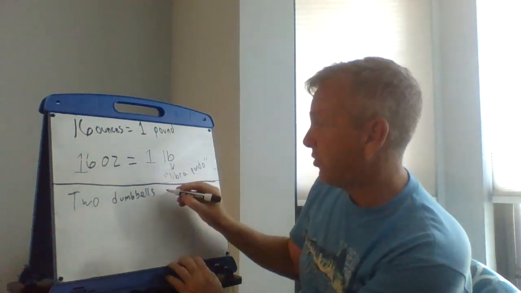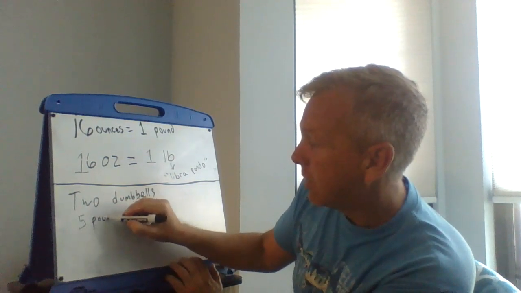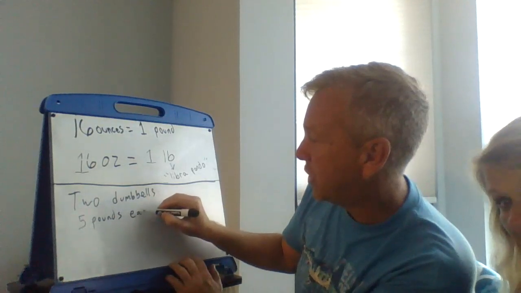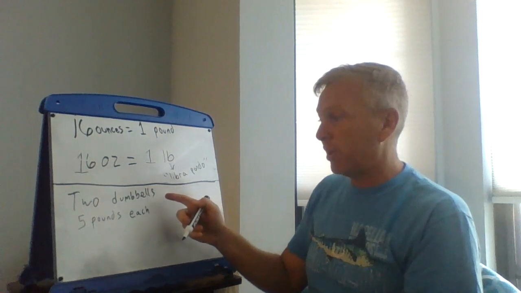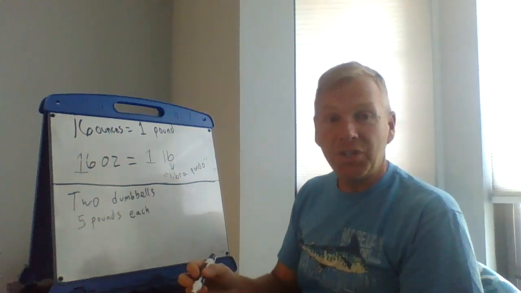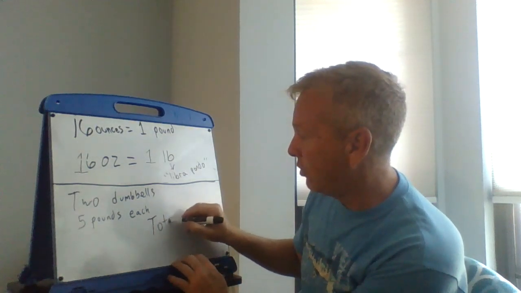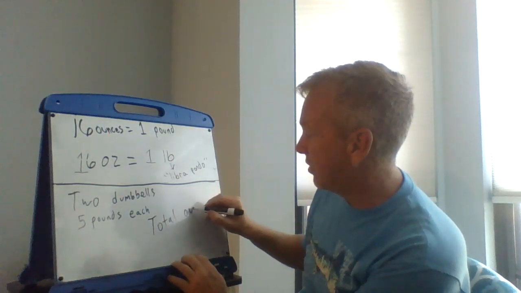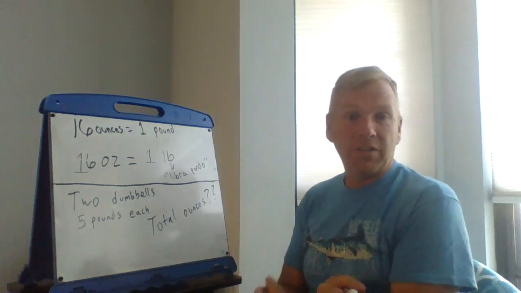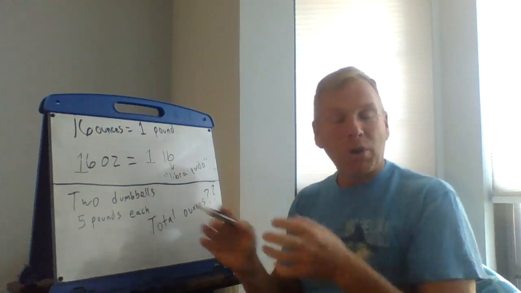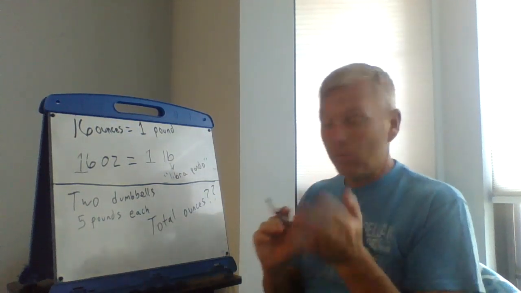She had 2 dumbbells, and they were 5 pounds each. So my question to you is, if she had 2 dumbbells and they were 5 pounds each, how many total ounces was she lifting? Total ounces. So maybe tomorrow morning you can give me the answer to that, and I'll give you one more challenge.